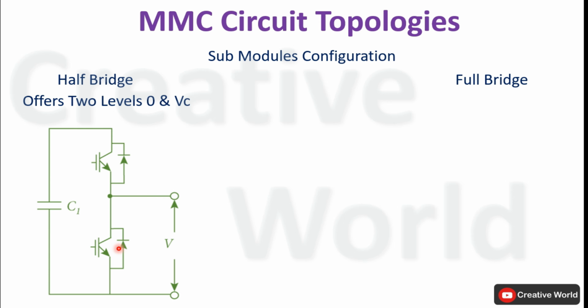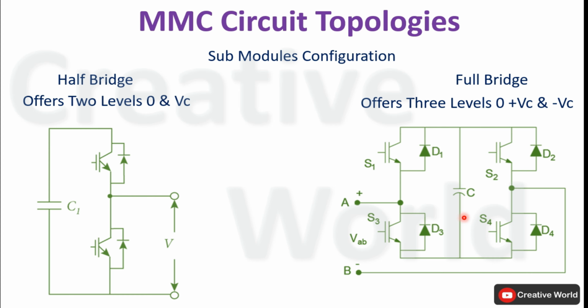Now move towards the full-bridge configuration. This configuration offers three voltage levels. The first one is 0, the second one is positive VC, and the third one is negative VC. These VCs are basically the voltage across the capacitor. So now we will see how this configuration offers three voltage levels. This configuration has four switches. The switches in cross are linked together. It means S3 and S2 will be linked together, while S4 and S1 will be linked together. Whenever S1 is active, S4 will also be active.